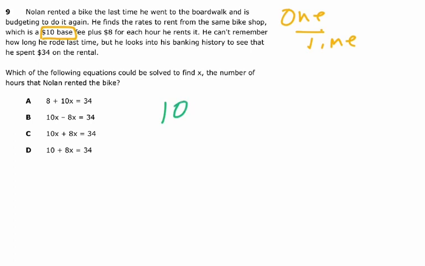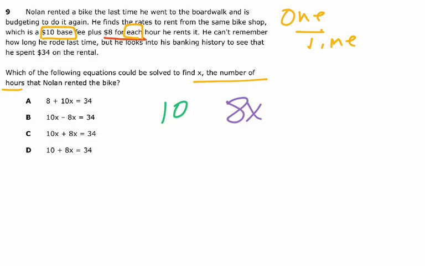Next it says plus $8 for each. And I'm actually going to box in each. Anytime you see each, that means you're multiplying. And in this case, you're going to multiply by the variable, because the number of hours is what we're trying to solve for to find X. So we know 8 is going to go with the X right over here.